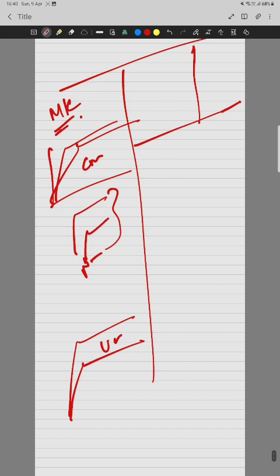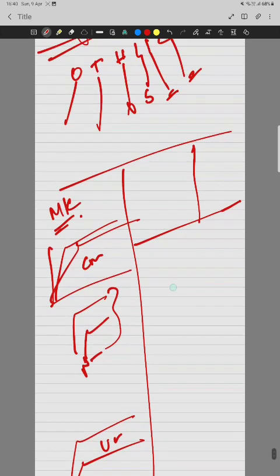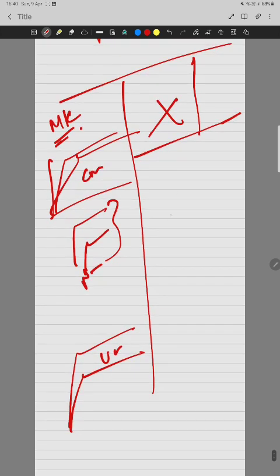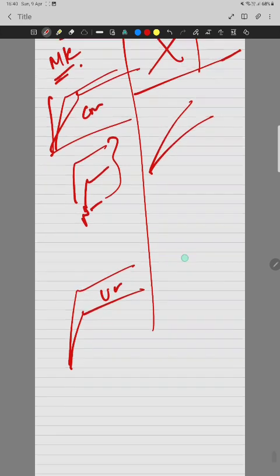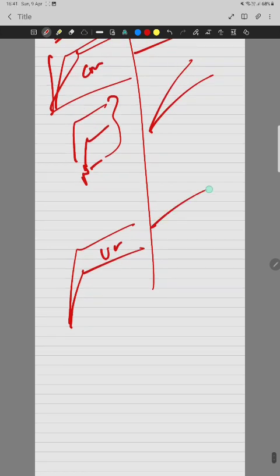This is called what? This is your Michaelis-Menten graph. Lineweaver-Burk plot: whenever you can see an X crossing over, that is competitive. Whenever the lines meet at one point and diverge, that is your non-competitive, and parallel lines mean that is uncompetitive. That's all you should be knowing.